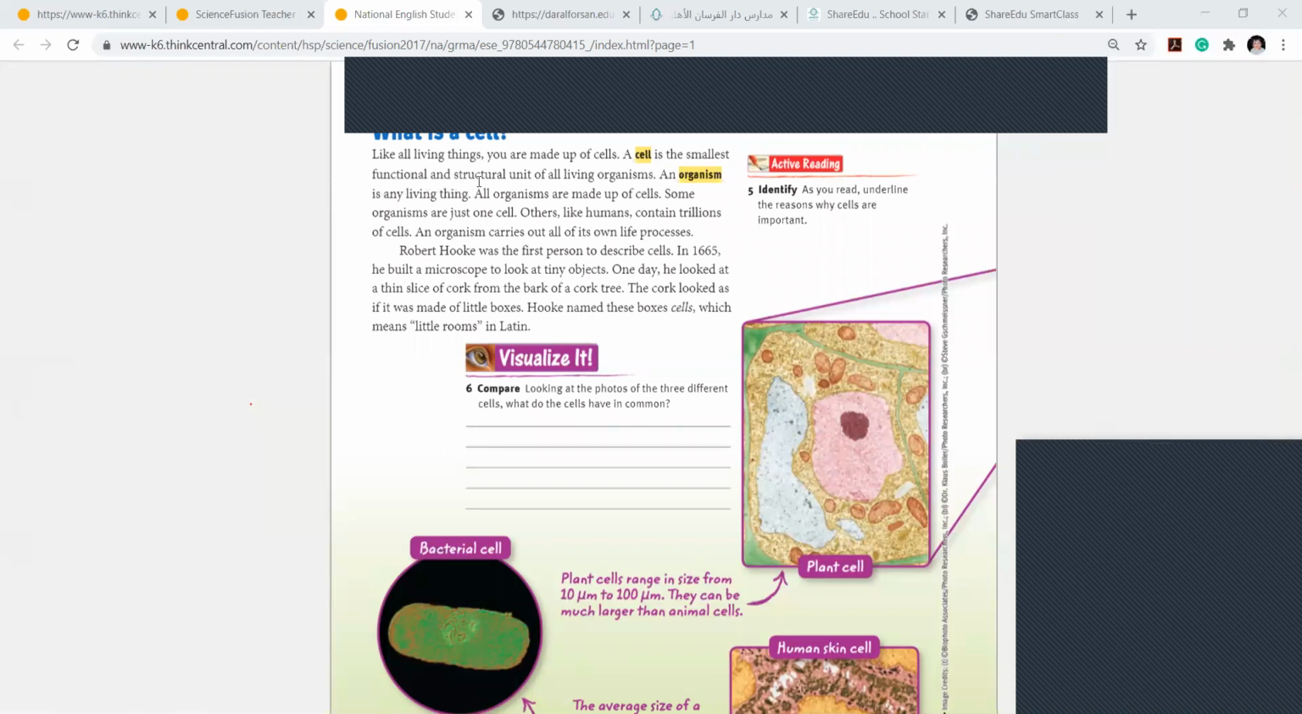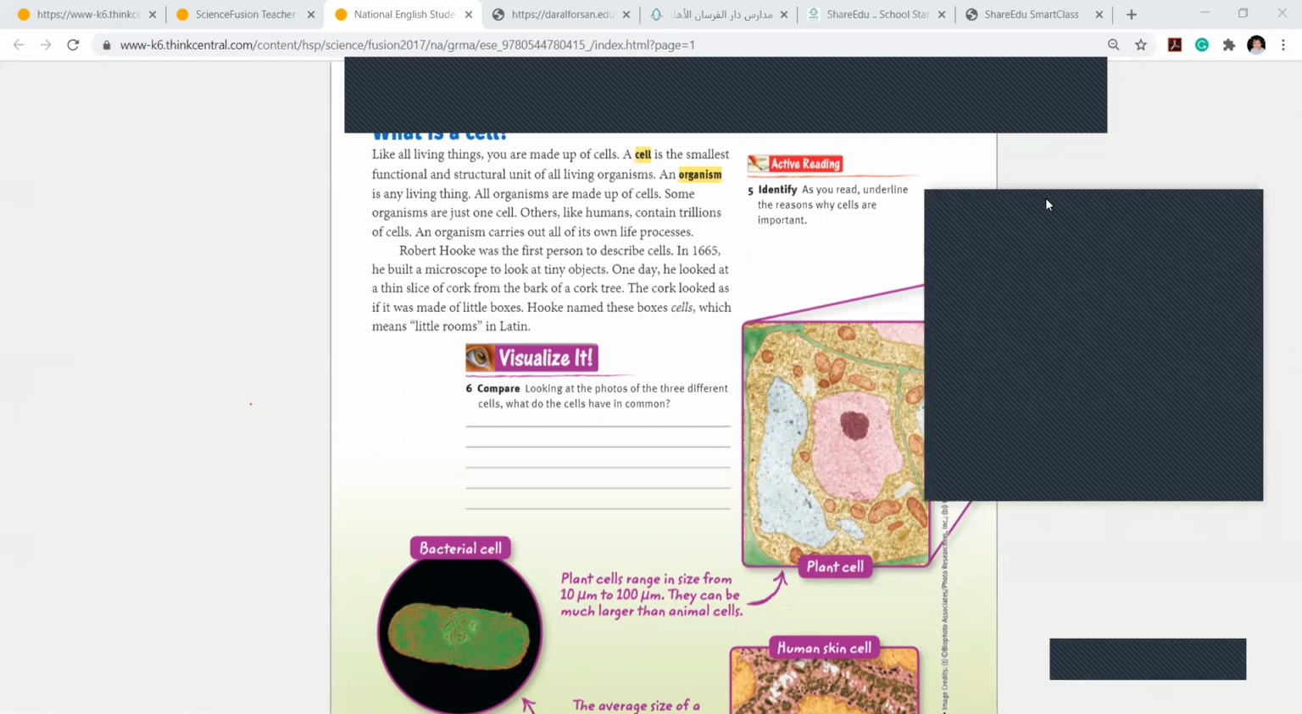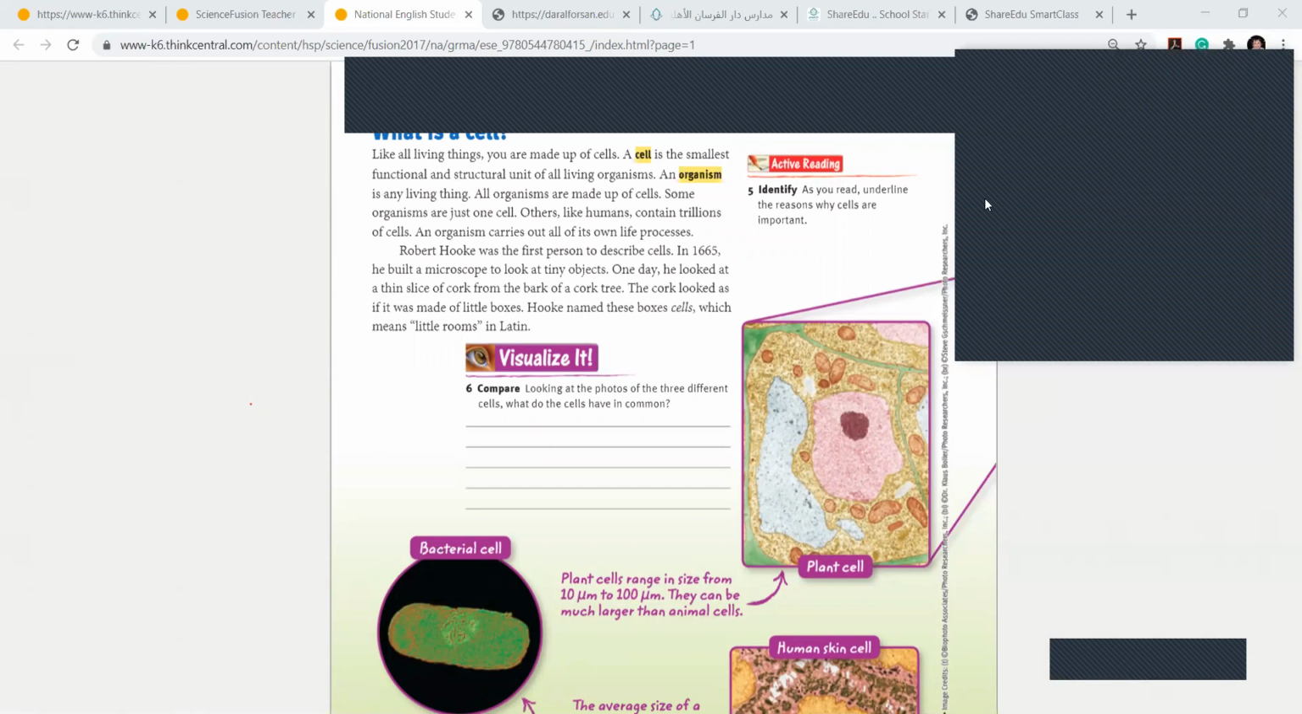A cell is the smallest functional and structural unit of living organisms. Now, what is an organism? When I say organism, what comes to your mind? Animals. Any living thing. When I say any living thing, even I am an organism. Any living thing is an organism. And all living things are made up of cells. Like the human body, we have maybe millions and trillions of cells. In one body, imagine there are so many, because they are very, very tiny.